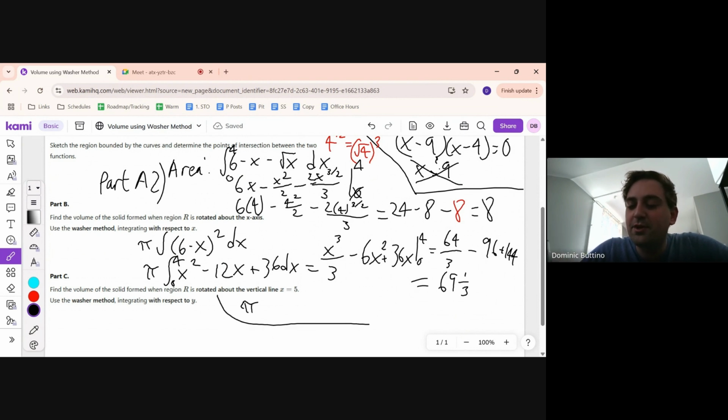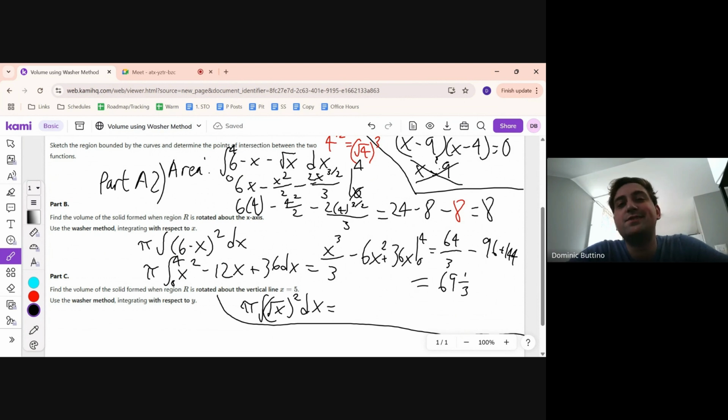Still in part B, everybody. Pi integral of radical x, oh, but wait a second, it's squared dx equals, okay, radical x squared. Guess what we get? We get x squared. And we get regular x. Sorry, I was thinking about something else. We forgot our pi here. Boop. Sorry, jumping all over the place. So it's 69 and a third pi, right?